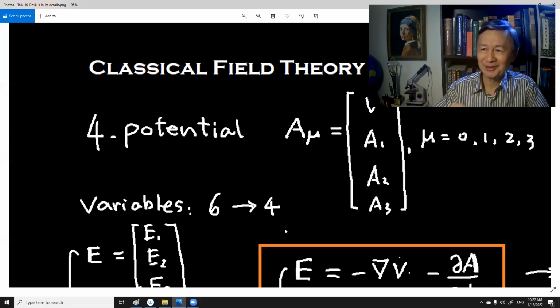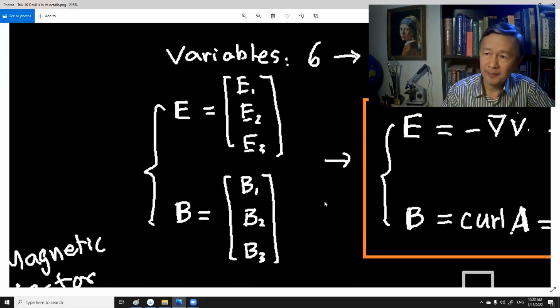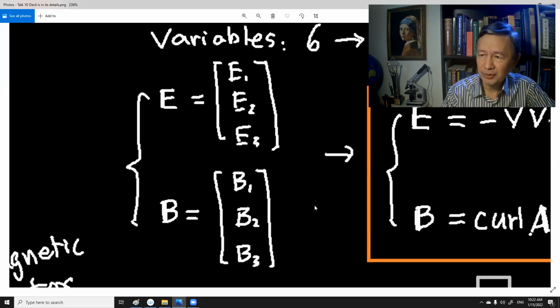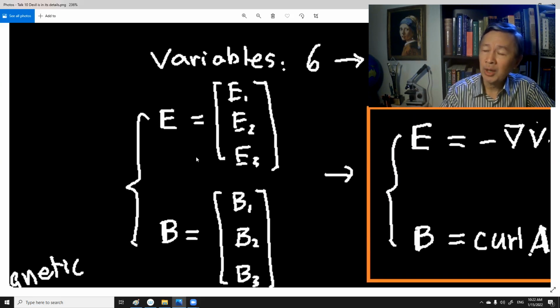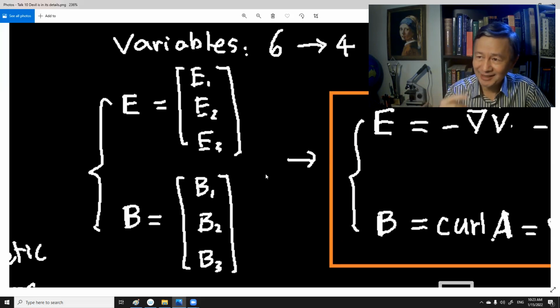First, if we just use Maxwell's equations, that's fine. All electromagnetic field phenomena can be described by two vectors. One is the electric field, another is the magnetic field. And each of these two vectors requires three independent variables to describe. So basically, we have to use six independent variables in general cases.